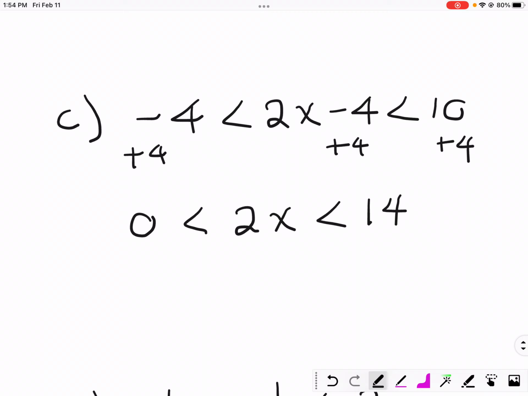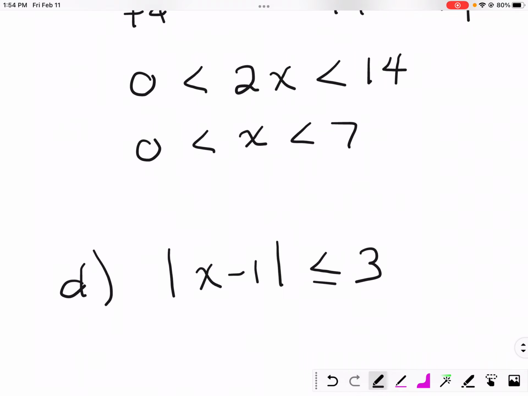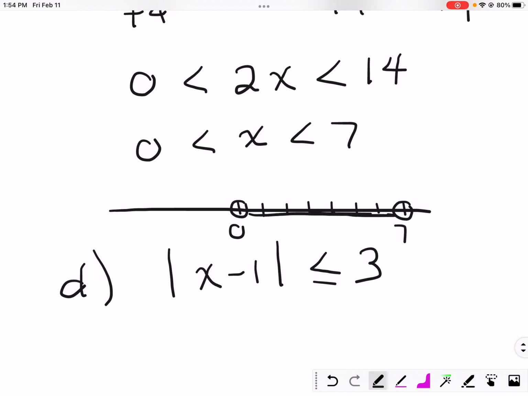Well, I want to get rid of this 2 like I would if I was doing an equation. I'm going to divide everything by 2, and I'm going to wind up with 0 is less than x is less than 7. And I'm done. If I wanted to graph this, 1, 2, 3, 4, 5, 6, 7, I could have an open circle there, an open circle there, and then go in between.